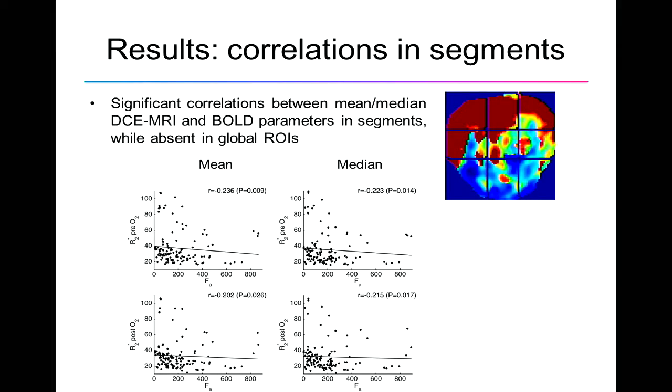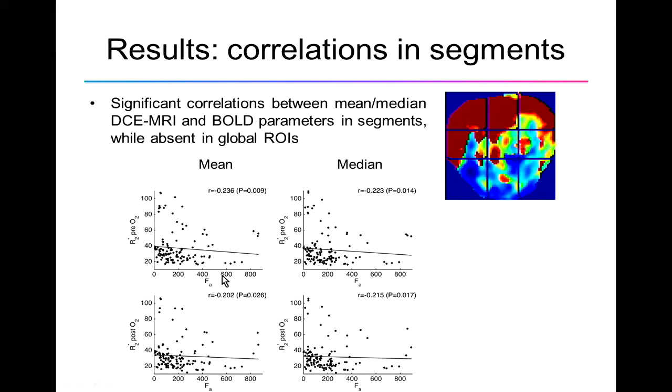Well, when we used correlations in segments, so the subdivision of tumor into a few segments, we did observe significant correlations between mean and median DCE-MRI and BOLD parameters, while they were, like I said before, absent in the global ROIs. So here you see those significant correlations, although they are pretty weak, they were significant.